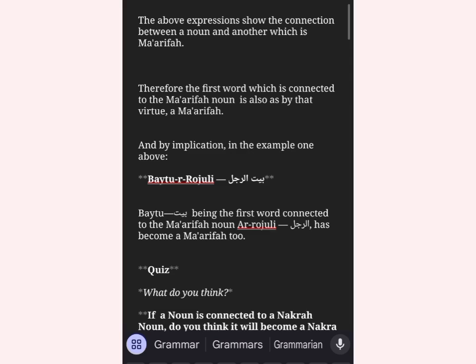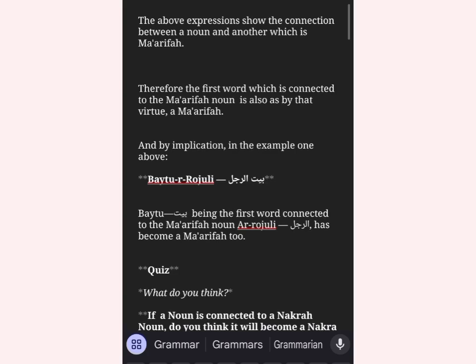Is that taken? So when we say waladu Zainaba, Zainaba in that case is a ma'rifah, a proper noun, al-alam, and it is a definite noun in Arabic. So walad that is added to it has also become a ma'rifah.